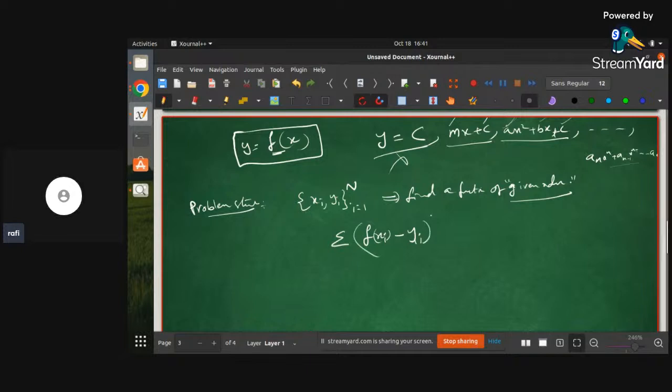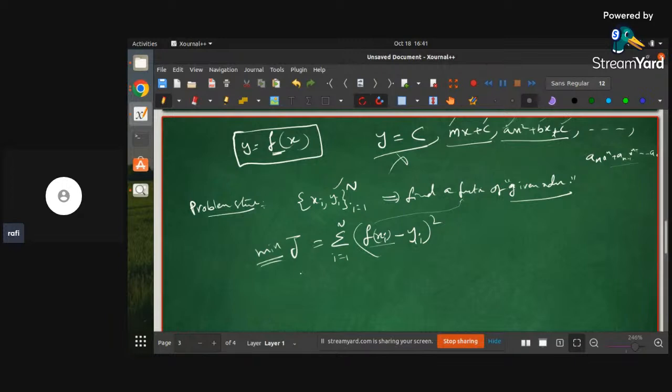Okay, squared error. This is called error. Ya is your true label. That means for a given xi, ya is the point given to you, and f of xi is the function that you are assuming, or formulating for a given order. Then take the error and sum the errors for all the given points, i equal to 1 to n. This you call j, and this j has to be minimum.